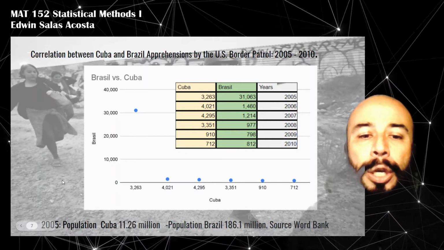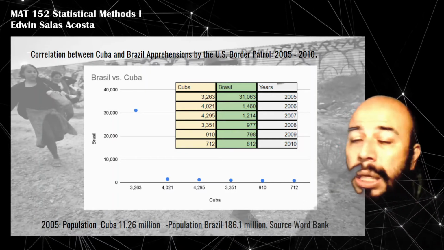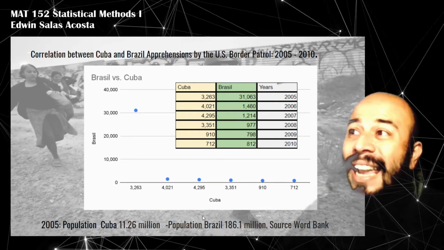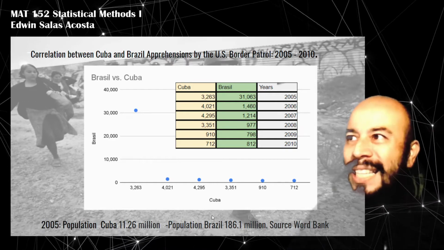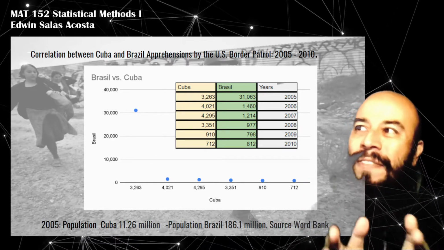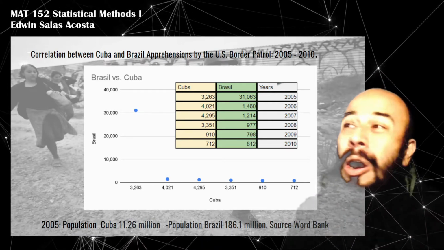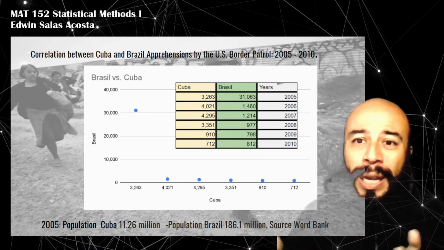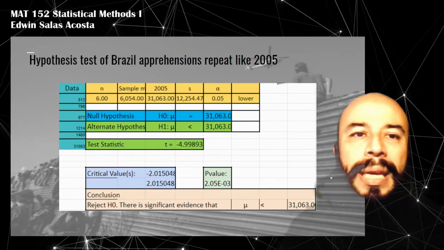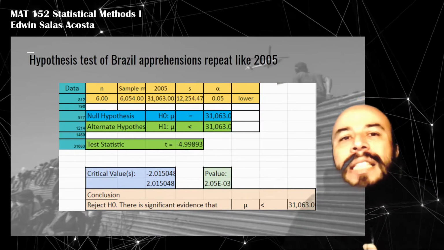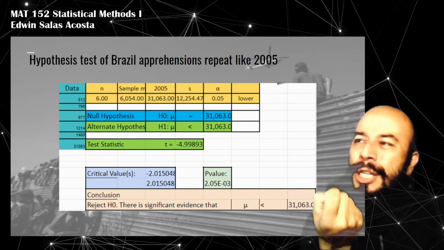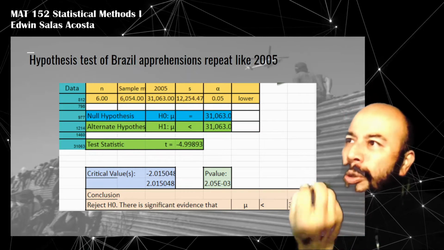Of course, if you think in 2005 the population in Cuba was 11 million, but the population in Brazil is 186 million. It's a really big difference. This of course can affect how many can have depression. Okay, now after that, I tried to make the hypothesis test that it's possible this kind of depression can repeat, like in 2007.